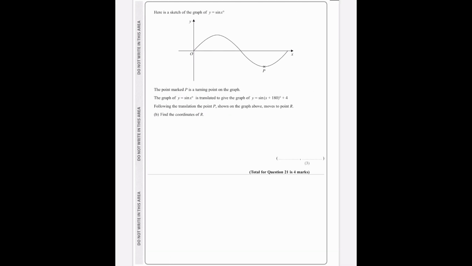So the coordinates of P for this one are 270, negative 1. That's just true for sine x. And then our transformation moves it 180 degrees to the left and then 4 places up. So 270 minus 180 is 90. Minus 1 plus 4 is 3. We get 90, 3.